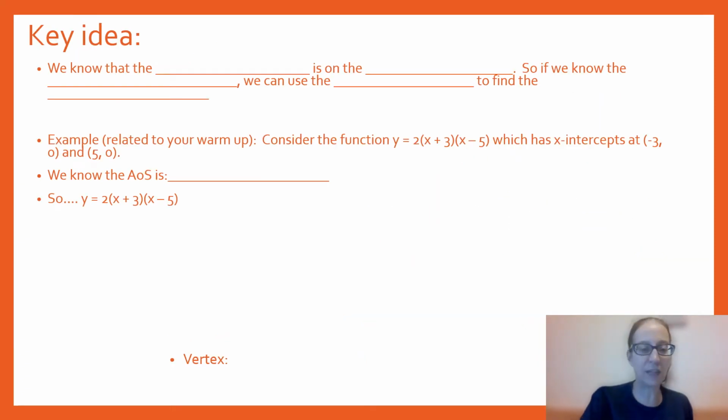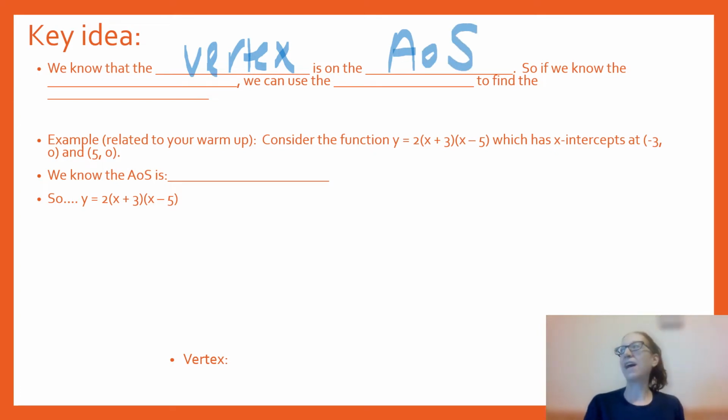So here's the key idea. We know that the vertex is on the axis of symmetry. I am going to abbreviate axis of symmetry AOS, and that is, did I mention it's really windy and there's a tropical storm outside? Is on the axis of symmetry.